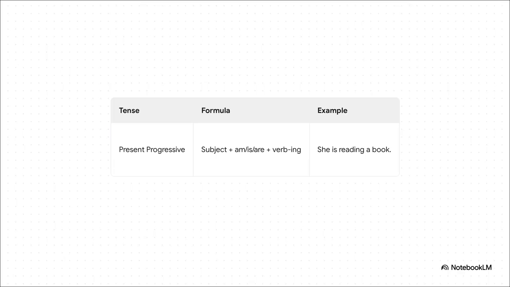You know, the secret ingredient here is that ing ending. That's what tells you the action is in motion. She is reading a book. See, that's not a general habit. It's what's happening this very second.